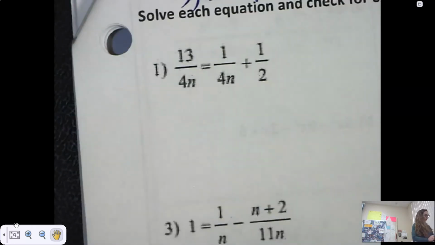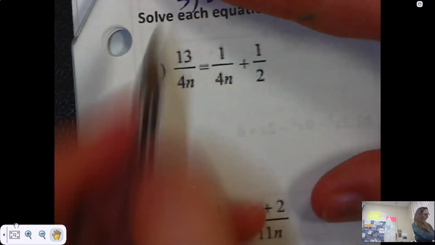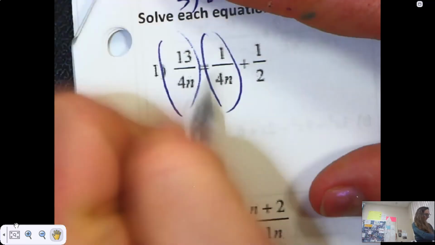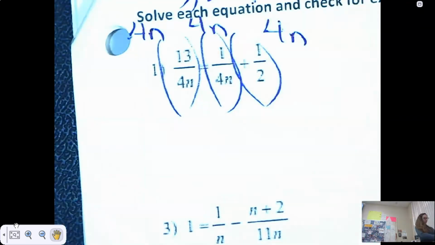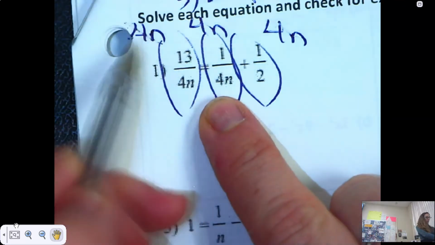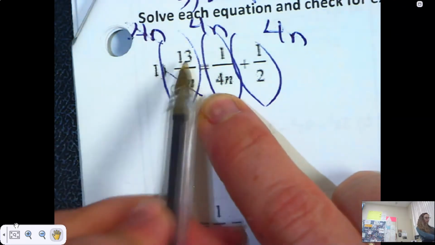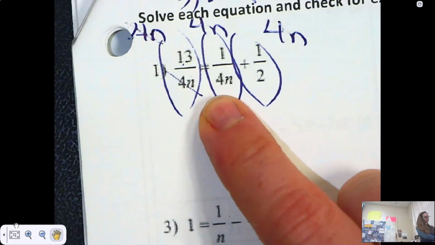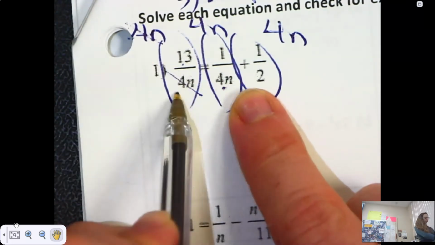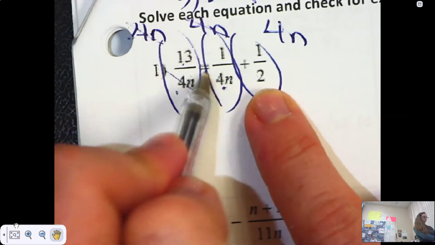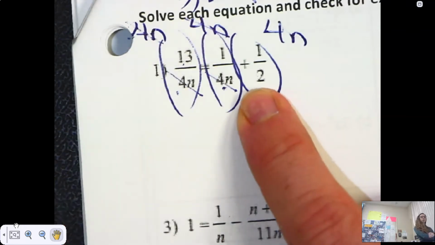So here's what I do. Whatever the first guy is, I give it to everything. So I go 4n, 4n, 4n. Because if I give this a 4n, then 4n on top and 4n on bottom is gone. So now that one's not a fraction anymore. That's great. And then I look over here. Whatever the second guy is, I give it to everything. Well, it's the same as the first. So that means this will go away and this will go away, and it won't be a fraction anymore.